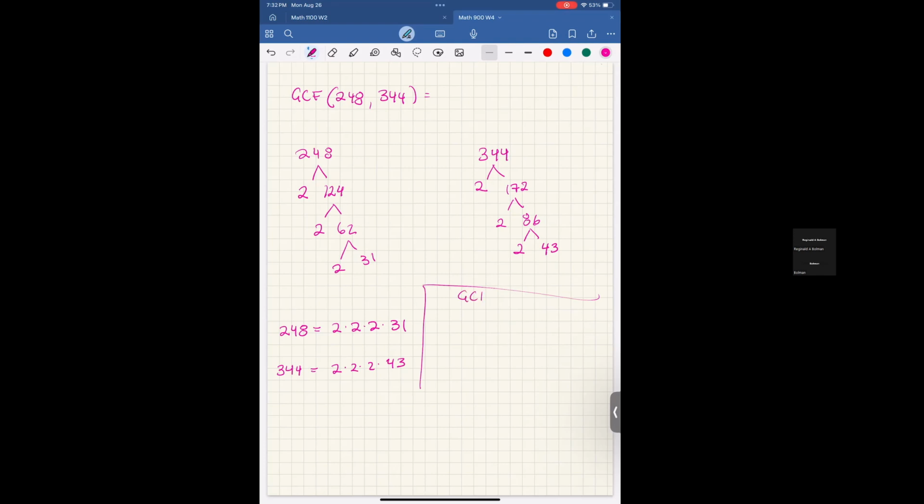Now, if you want to locate that GCF, you're almost there. You cross out the terms that are in common. You write them down once. We got one set of 2's in common, 2 sets of 2's, 3 sets of 2's. 2 times 2 is 4, times 2 gives you 8. Your GCF will be 8. And that is all you have to do in order to find a GCF.